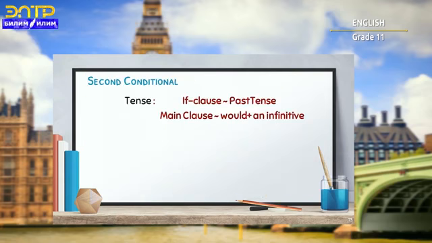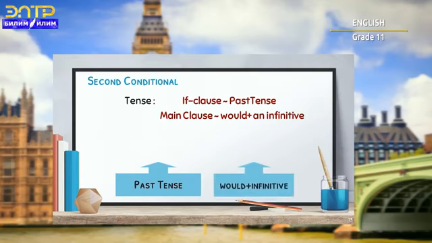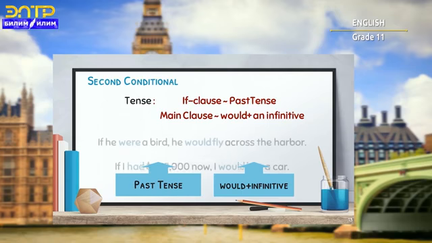Second conditional statements mention cause and effects that are possible in theory, but are unlikely. Second conditional sentences are useful for expressing outcomes that are completely unrealistic or will not likely happen in the future. The form is the following. If clause, then past tense main clause, then would plus an infinitive. Consider the following examples.